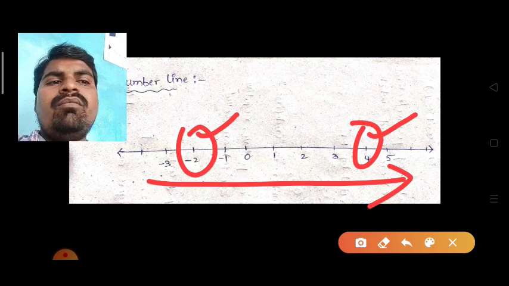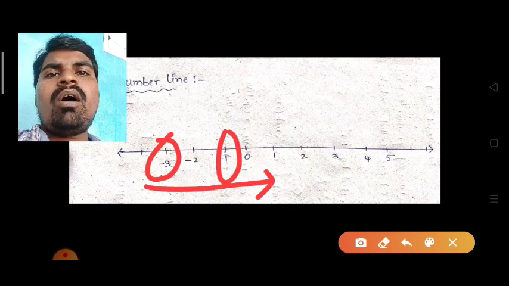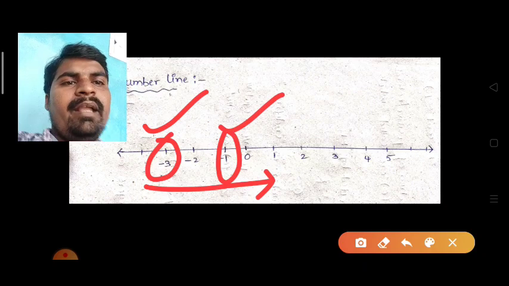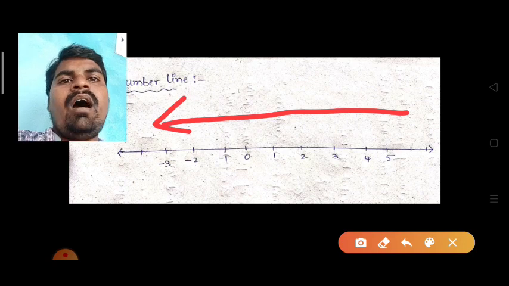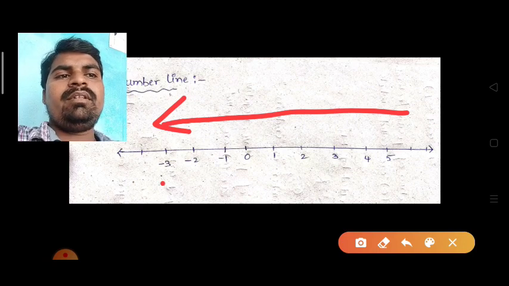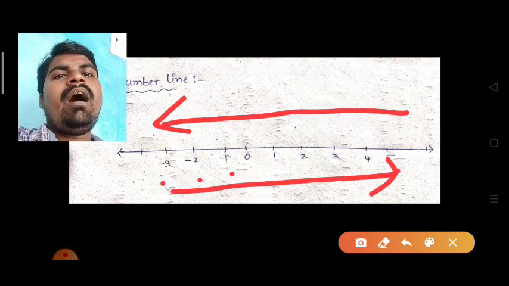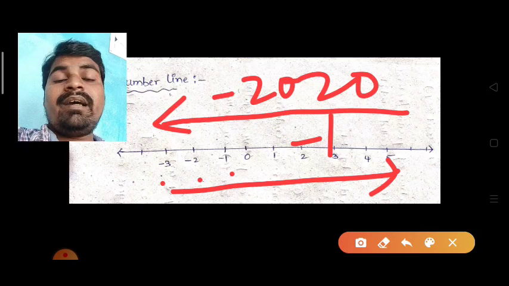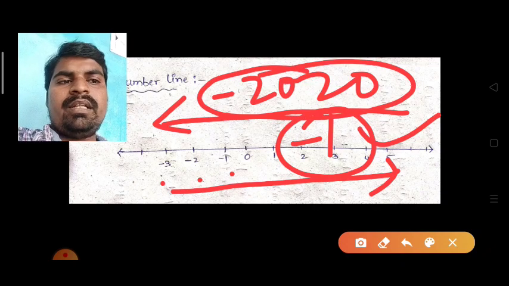For example, I am asking minus 3 and minus 1, which is the smaller one? Minus 3 is the smaller one and minus 1 is greater than minus 3. If you go from right to left, it is decreasing order. Minus 3 is smaller than 5, minus 2 is smaller than 5, minus 1 is smaller than 5. Left to right is increasing order, and right to left is decreasing order. I hope you understood. One question: minus 2020 and minus 1, which is the greatest? The greatest one is minus 1 only. Minus 2020 is the smallest one. I hope you understood.